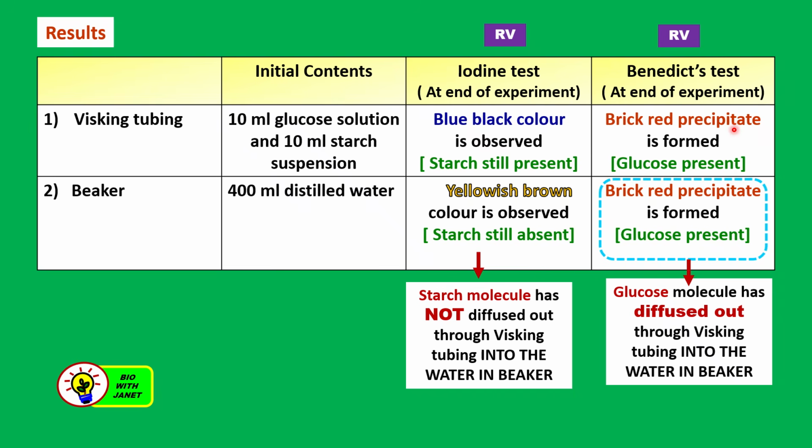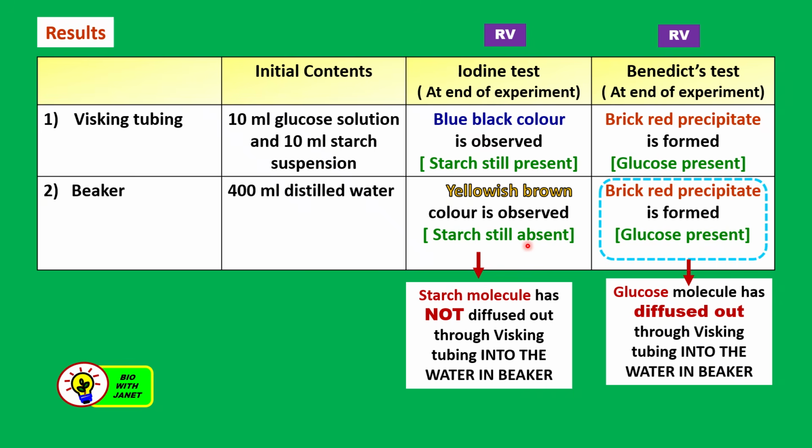And we test the whisking tubing content for the presence of glucose. Glucose will still be there. All right, not all the glucose diffused out from the whisking tubing. So you get a brick red precipitate when you take 2 ml of the sample solution from the whisking tubing and add it to 2 ml of the Benedict's solution, then mix it up and heat it in the water bath. You will still get a brick red precipitate because initially there was glucose. So finally at the end, you still get the glucose. This is not the important part of the results. The important part is this one.